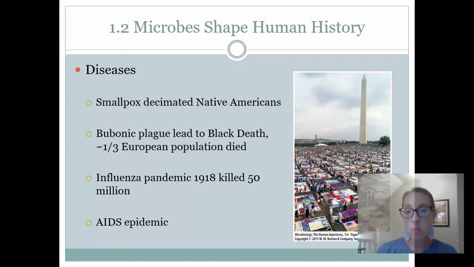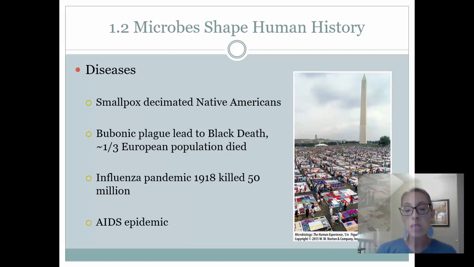The bubonic plague, which led to the Black Death. Oftentimes, if you've read historical fiction and things, you may have heard the bubonic plague referenced. This is a bacterial infection that wiped out roughly a third of the European population.